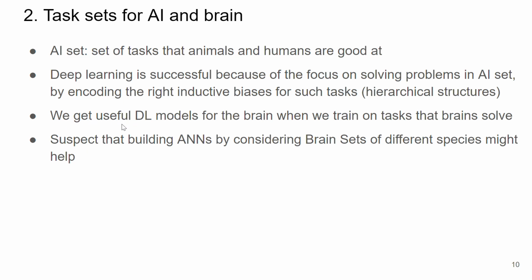And when we do this, we get useful models for the brain when we are trying to solve deep learning on the same tasks. And so the researchers suspect that building artificial neural networks that consider brain sets, which they define as the set of tasks a specific species is good at, or what it has evolved to do, might also help.